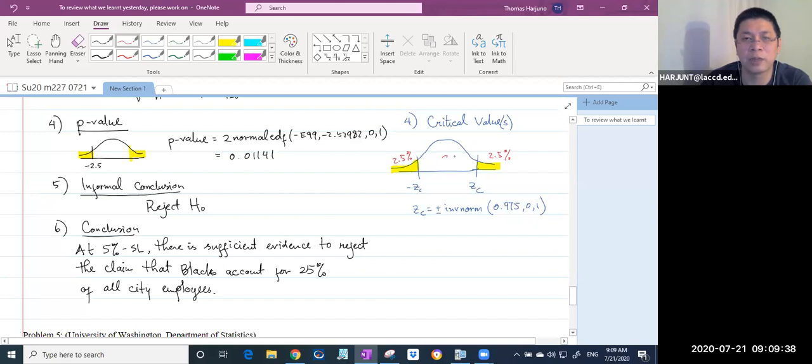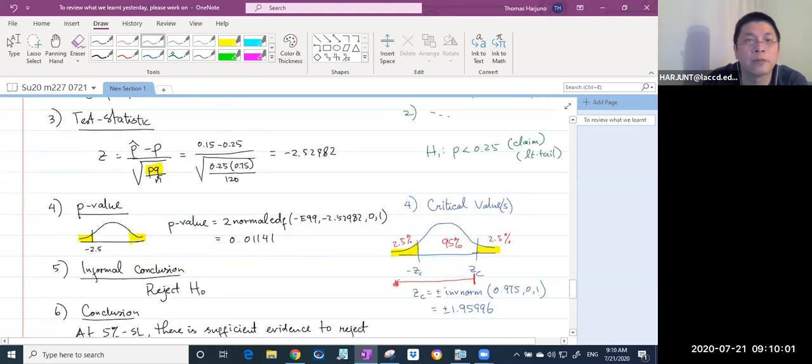This is 95%, right? So C critical will be the area to the left of that critical number. And I believe we will get plus minus 1.95996, while the test statistic is negative 2.5. This is the test statistic. Okay, still in the rejection region.